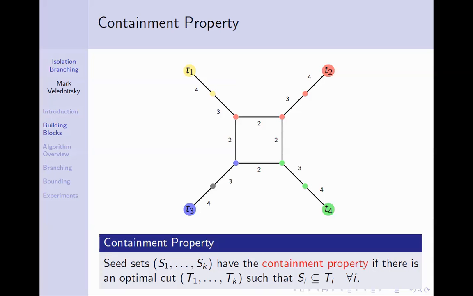This coloring, this set of seed sets does not have the containment property because there is a node colored red that should be colored yellow. However, this set of seed sets does have the containment property because every node that is colored is colored as it should be for the optimal cut. There are some nodes that are not colored, but that's fine.